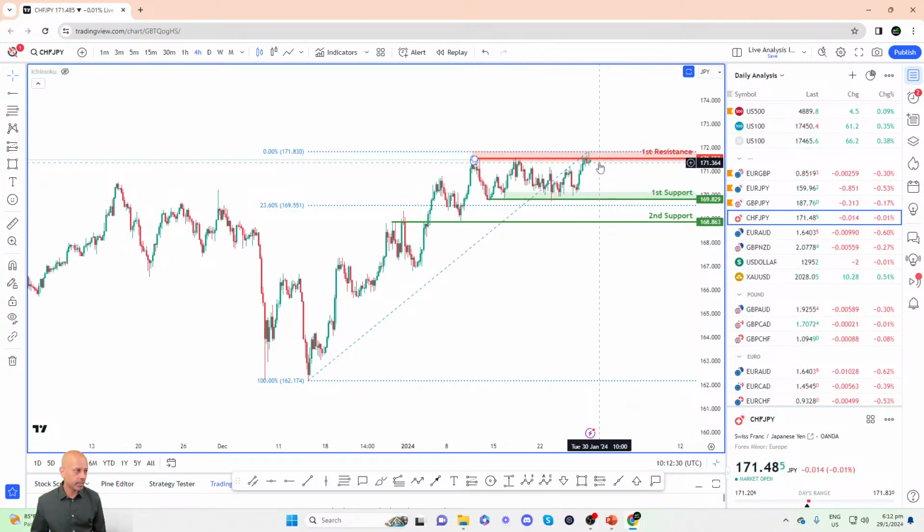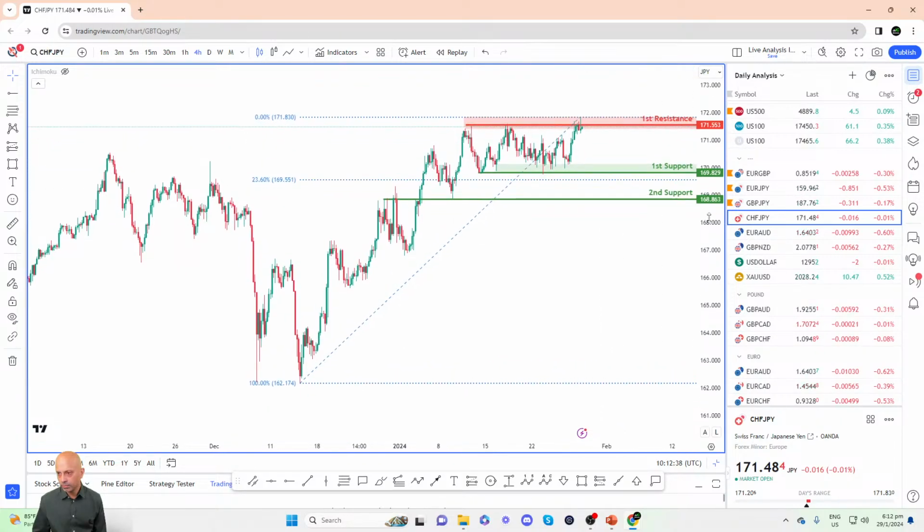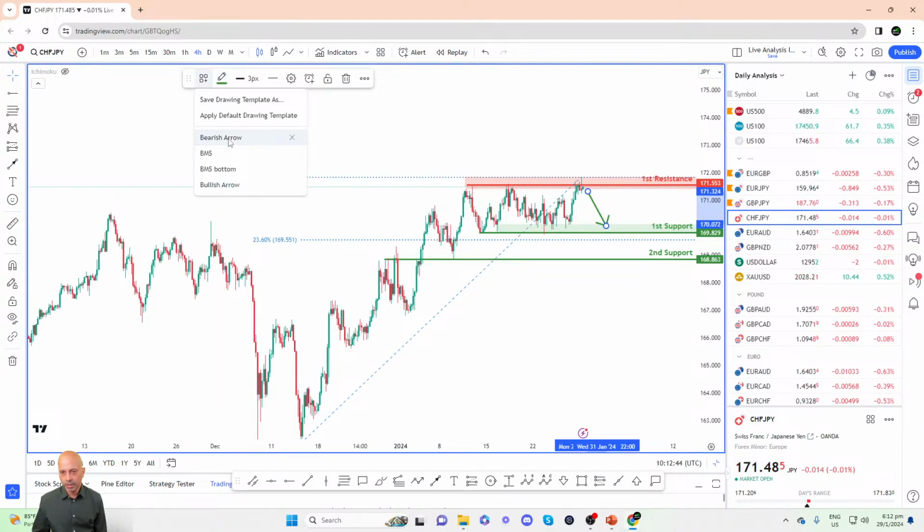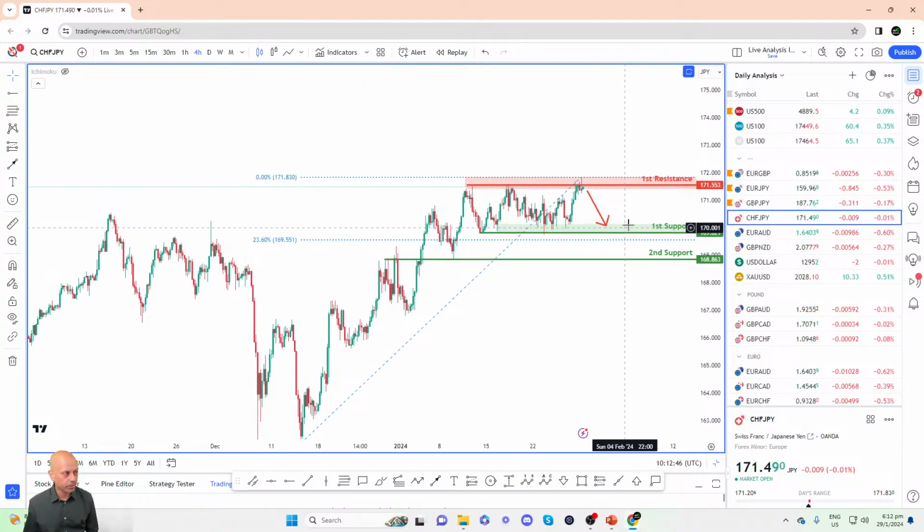So should price reverse off this level here, the first resistance, and proceed to drop lower, where we can potentially identify a take profit for the short position would be this first support zone between 170.15 and 169.80. Right, okay.